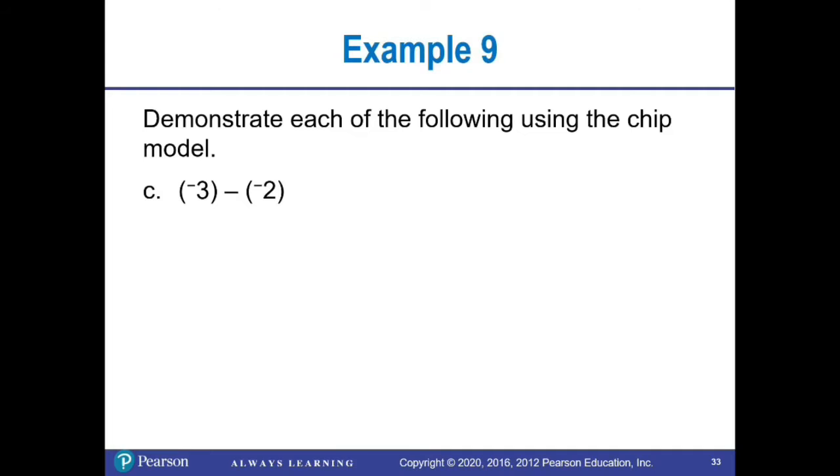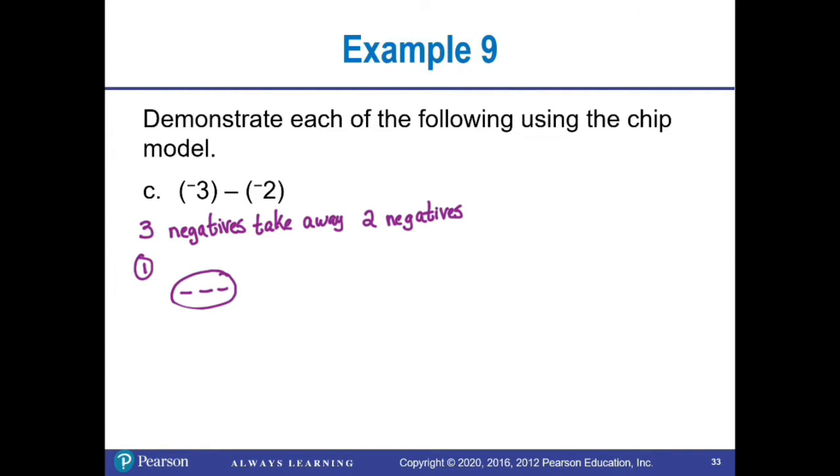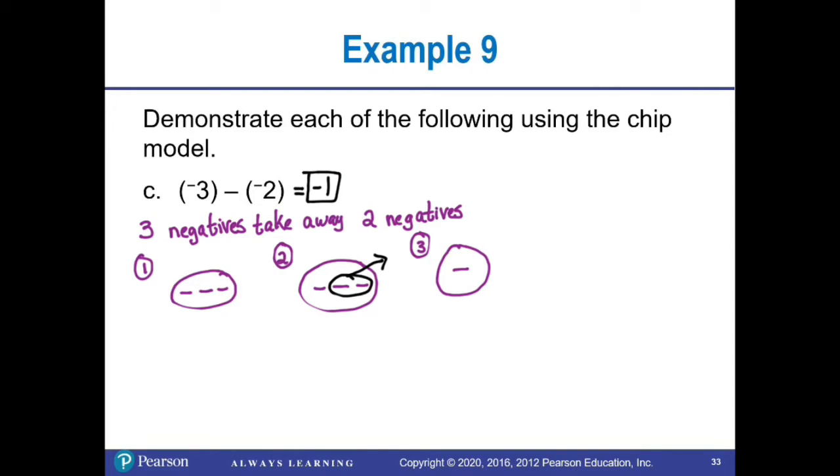Now in example 9, I'm actually going to start with part C. So in part C, we have negative 3 minus negative 2. So negative 3 tells us we start with 3 negatives. The minus tells us we're going to take away. And after the minus, we know what we take away. We take away 2 negatives. So I start with 3 negatives. Then I'm going to take away 2 negatives. So I'm going to circle 2 of those negatives and draw an arrow to show that I'm taking those away. And notice that we're left with 1 negative in our circle. So negative 3 minus negative 2 is negative 1.